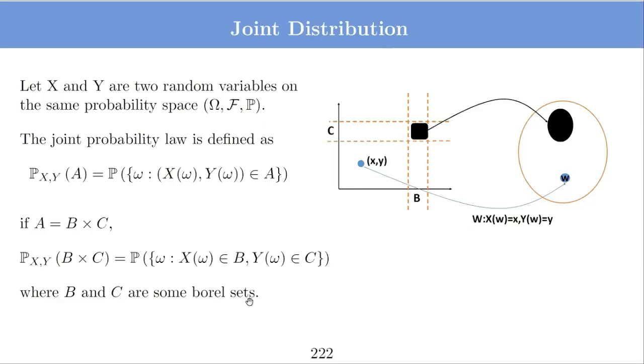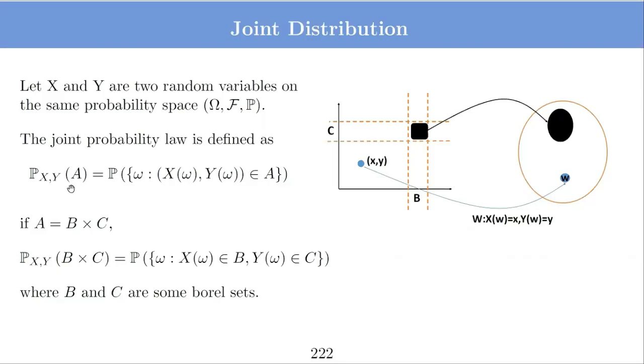So joint probability law of x and y, which we say is probability law of xy of any set A. And now here A is a set of 2D planes. It's a Borel set on R cross R, R square. So probability law of any set A is such that it is a probability of the set of all omegas which are such that the x omega and y omega, their map under xy, so this will be a pair. This pair or point should lie in A.